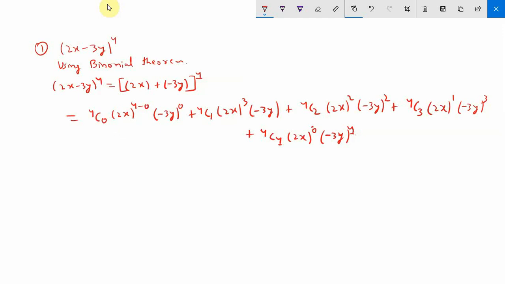So using the combination formula nCr equal to n factorial by n minus r factorial into r factorial, we will use this formula and calculate each coefficient. Now we will get 16x to the power 4 minus, see, in this term minus will come here.